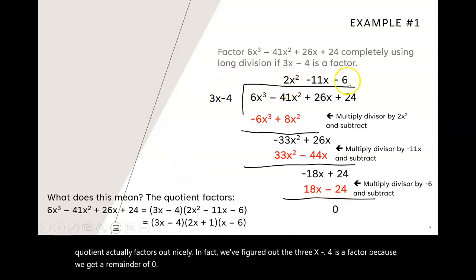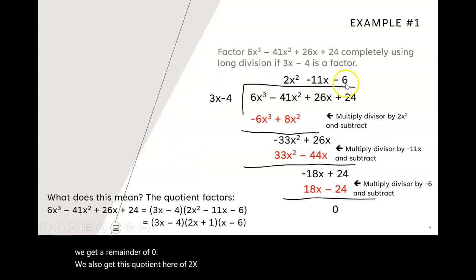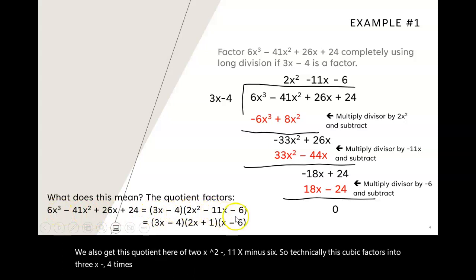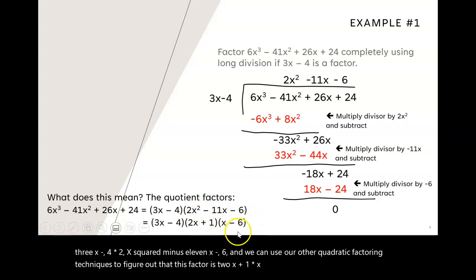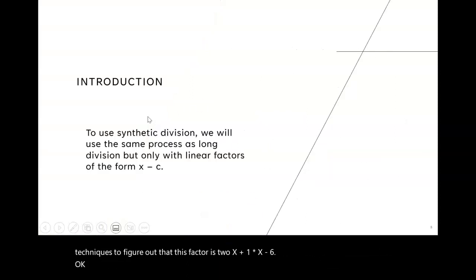We also get this quotient here of 2x squared minus 11x minus 6. So technically, this cubic factors into 3x minus 4 times 2x squared minus 11x minus 6. And we can use our other quadratic factoring techniques to figure out that this factors to 2x plus 1 times x minus 6. Okay? Now, long division isn't always the best way to go about doing these things.